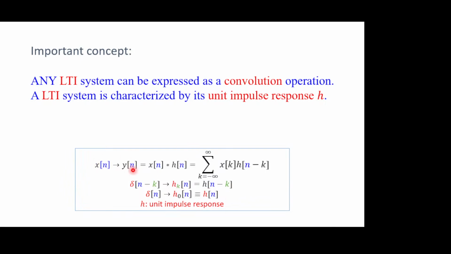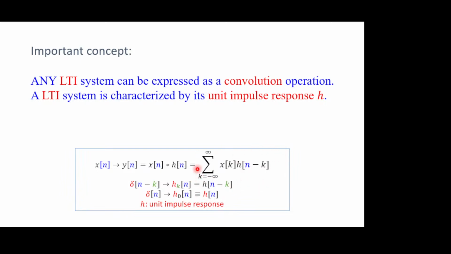Then we see that y of n can be represented by the summation over k of x of k, which is something dependent on x, times h of n minus k. So x depends on your input, and the only thing dependent on your system is this h of n minus k, which depends on the h of n function. So your system is determined by this h function.